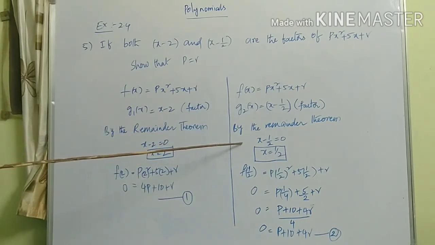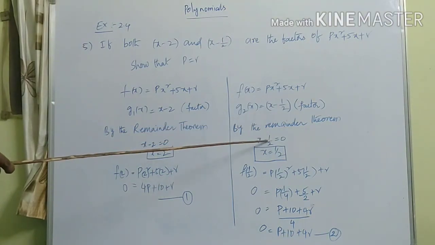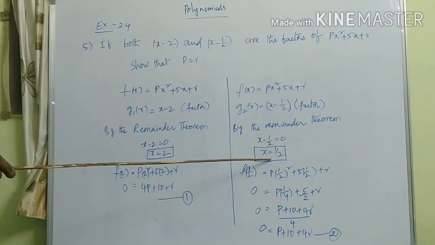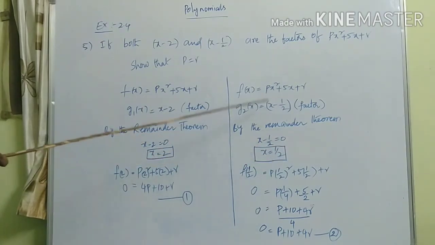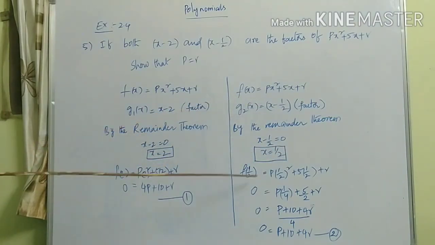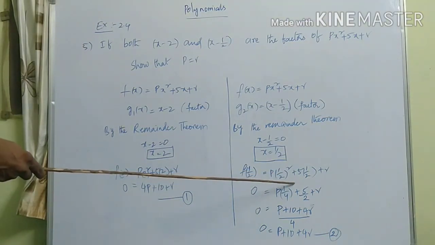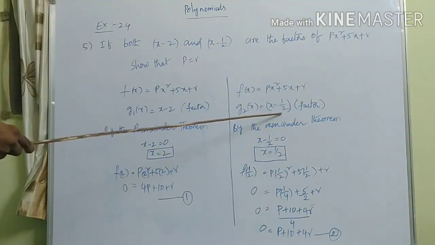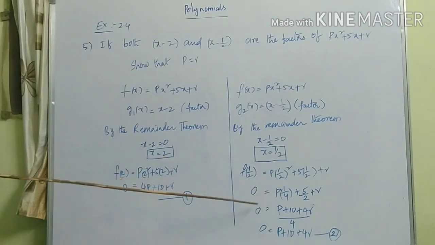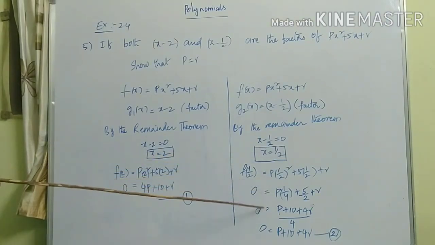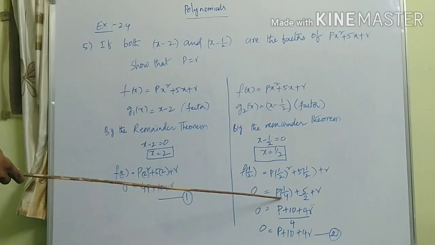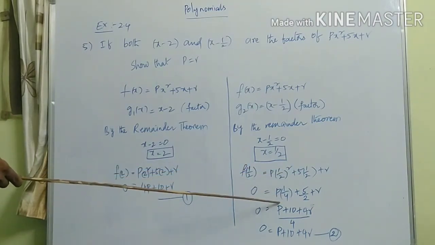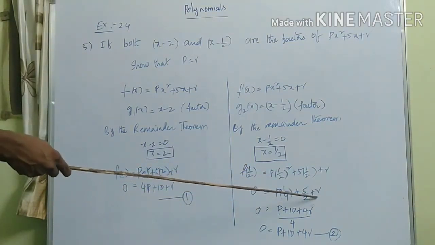So by the remainder theorem, x minus 1 by 2 is equal to 0, x is equal to 1 by 2. Substitute this x value instead of x in the polynomial. So f of 1 by 2 is equal to p into 1 by 2 whole square plus 5 into 1 by 2 plus r. So x minus 1 by 2 is a factor, means f of 1 by 2 is equal to 0. That is equal to p of 1 by 4 plus 5 by 2 plus r.